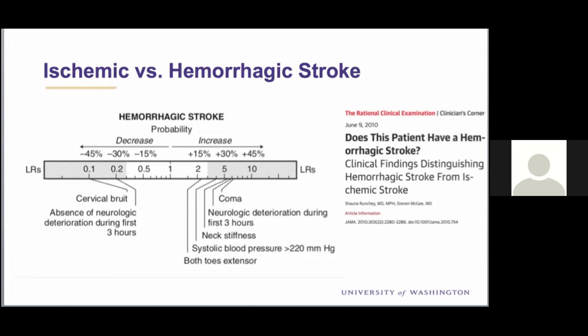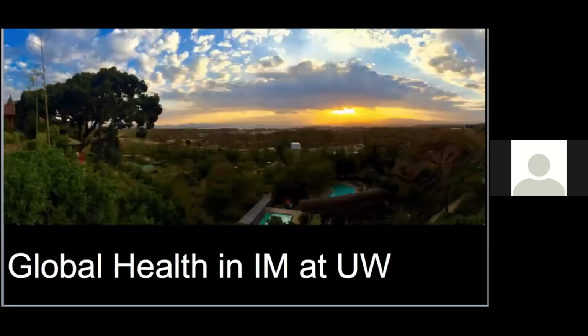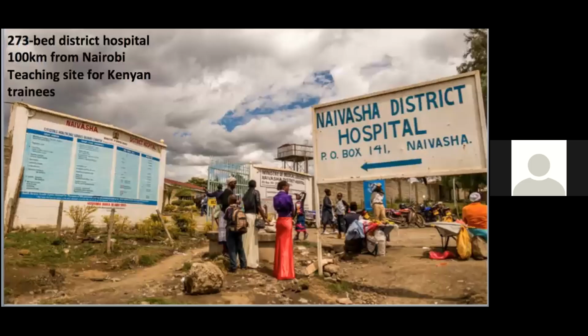Okay, I want to spend a few minutes talking about global health at UW and in internal medicine at UW. I'll talk a bit about the Naivasha rotation, the pathway, and the TPR, which are all accepting applications. So Naivasha District Hospital is a 273-bed district hospital. It's about 100 kilometers from Nairobi, and it's a teaching site for Kenyan trainees. So it is a regional referral center, but not the highest quaternary center.